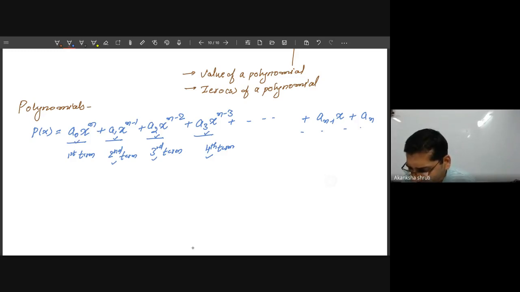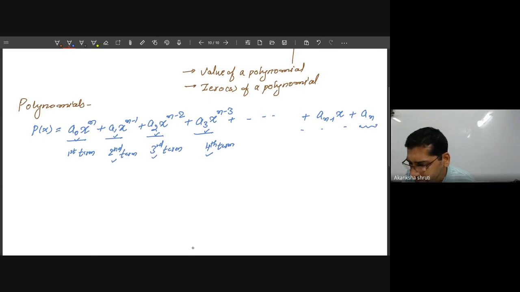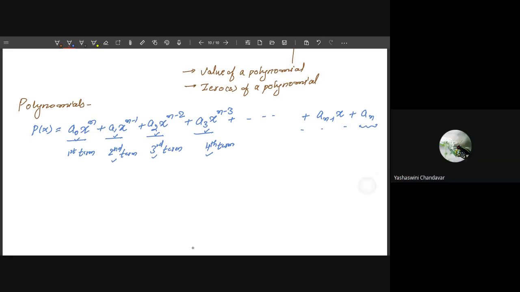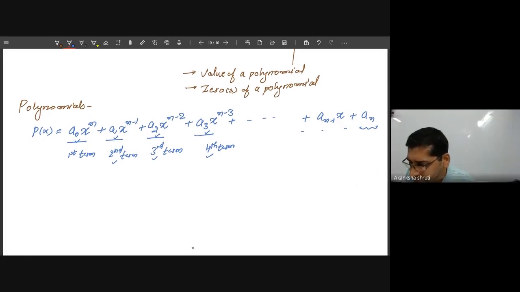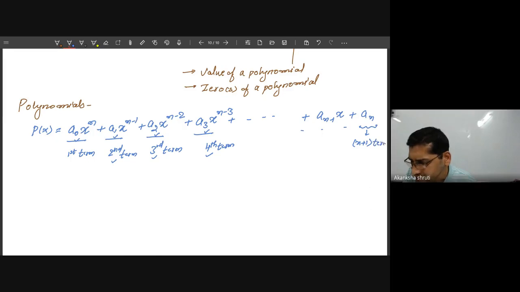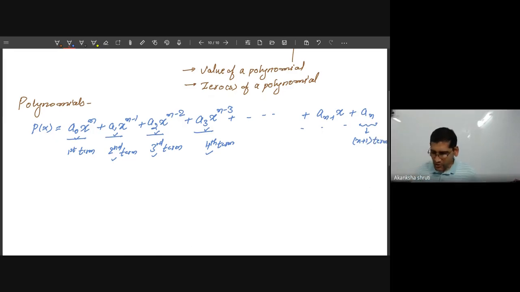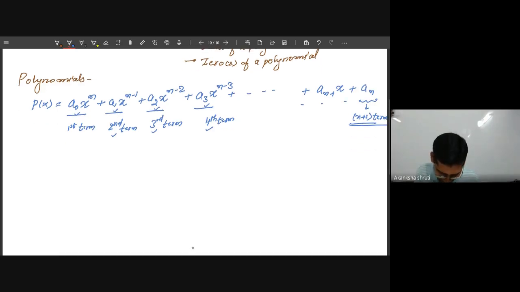Therefore, this last term will be which one? What is the suffix? It is n. n is the suffix for a, means an. So there will be total n plus 1 terms. So total there are n plus 1 terms in this. Because one term is this constant, an is constant, others are considered as having variables. For polynomial, we have learned that the conditions are like this.